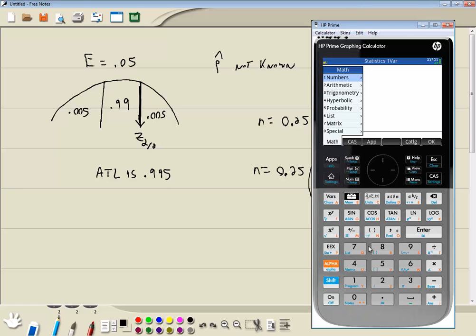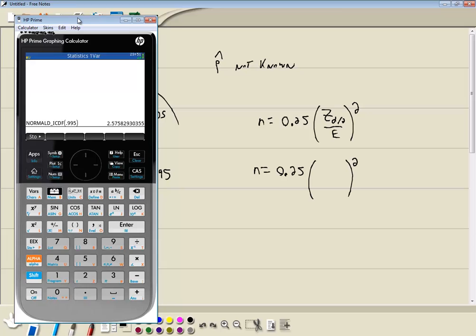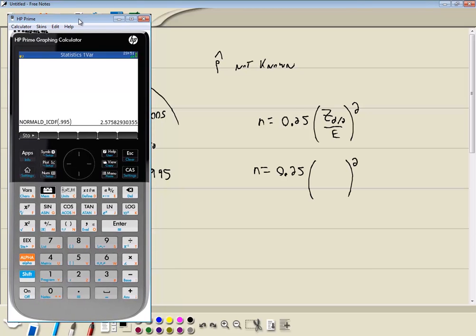We want to choose 5 for probability, 7 for inverse, and then 1 for normal. And I'll enter in the area to the left, which is 0.995, and then push enter. Now, how many decimal places do you round it to? I have no clue. Sometimes 2, sometimes 3. Answers in books are oftentimes based upon the tables, and if you're using the tables, then sometimes you'll come up with two decimal places, sometimes you'll have 3. For this problem, I'm going to take it to 2, so we'll get 2.58.